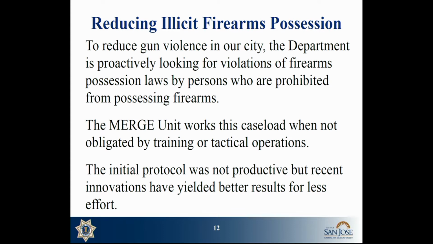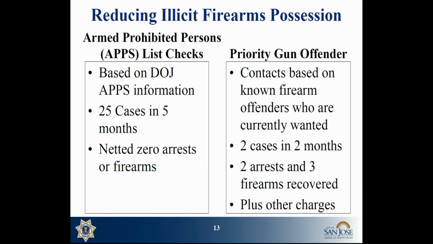The way we approached this is we had our merge unit working a caseload of people who we thought might be in possession of firearms when they had downtime between training obligations or tactical operations. What we found is the initial protocol that we started wasn't as productive as we'd hoped, so we went in and tried a different process. If you look at the section here on the left-hand side of your screen, what we were doing first is we were looking at the Armed and Prohibited Persons System, which is a system maintained by the California Department of Justice. That lists persons who had lawfully acquired or purchased firearms in the past but have since become prohibited from possessing. The DOJ creates that list so that agencies such as ourselves can go look at that and try to contact those people and ensure that they are no longer in possession of firearms, which would be unlawful for them to possess.